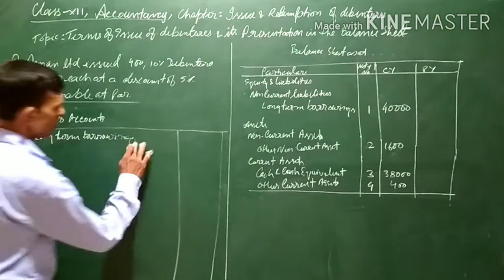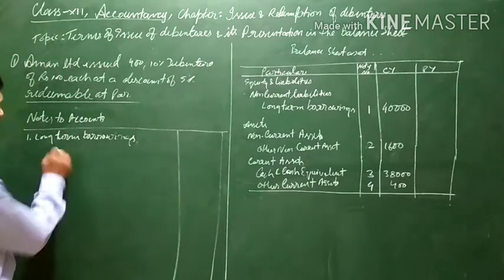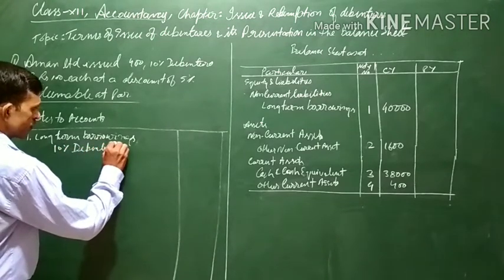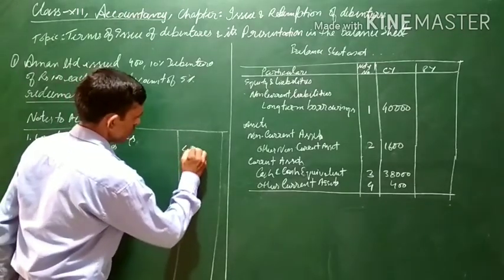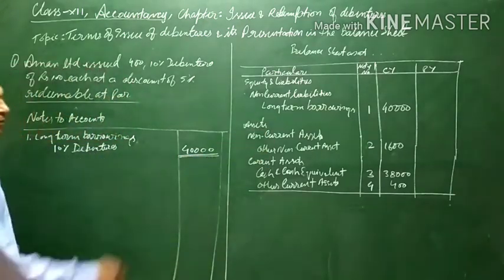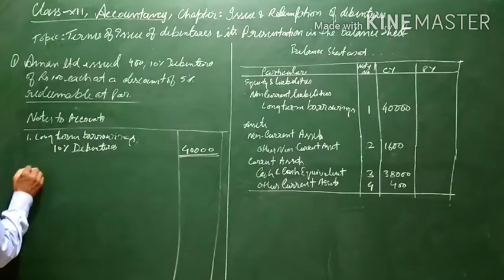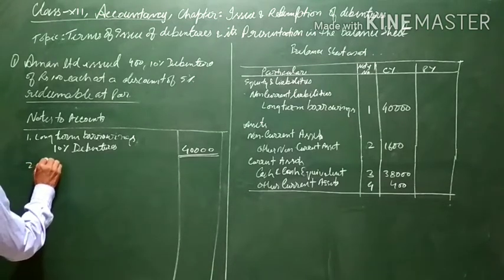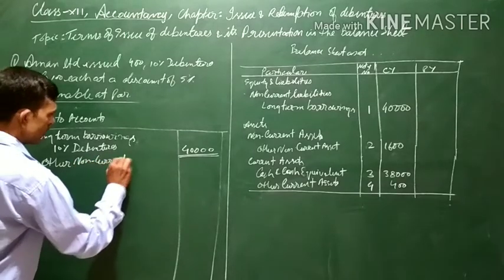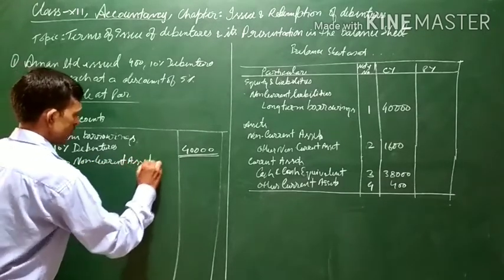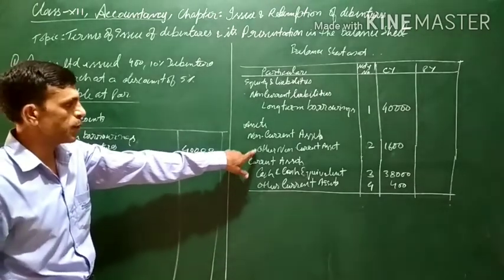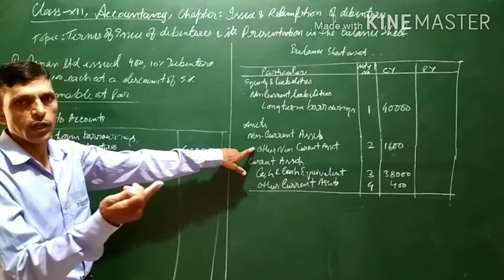What are these long-term borrowings? These are the 10% debentures. So we will write here 10% debentures, amount is 40,000. The next one is other non-current assets, note number 2. What are these other non-current assets? This is the amount of discount on issue of debenture which will be written off after 12 months.